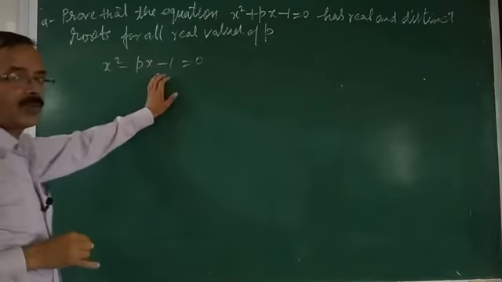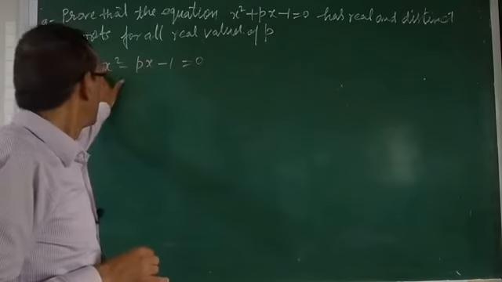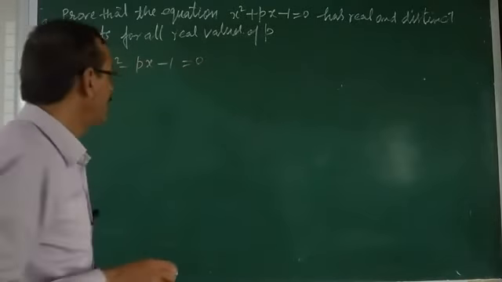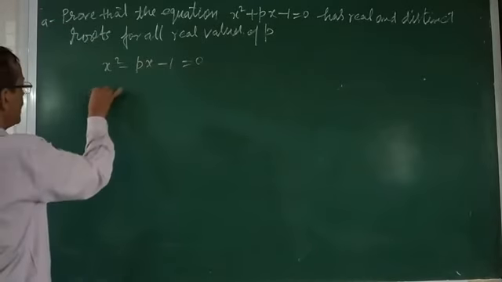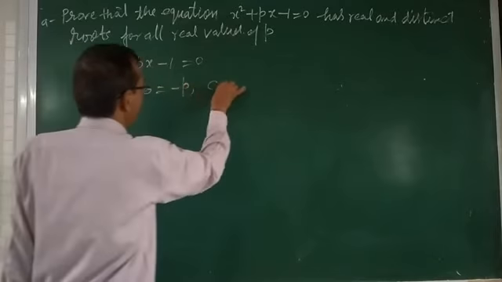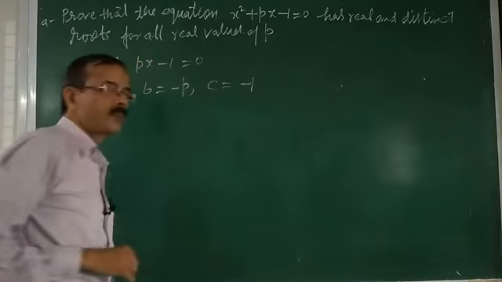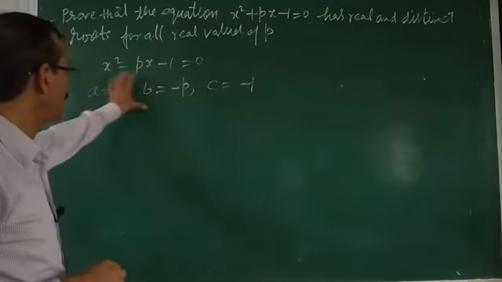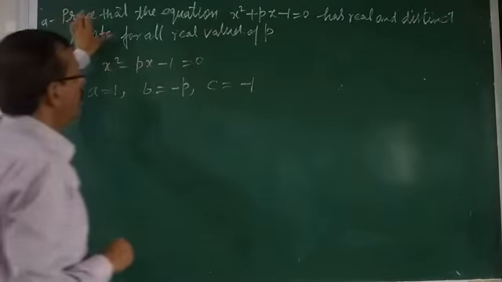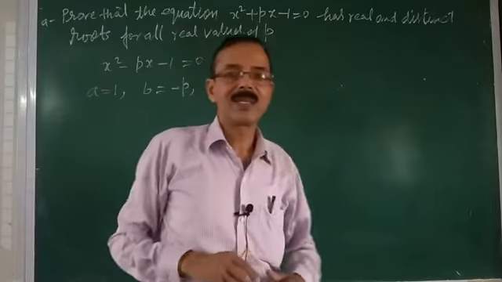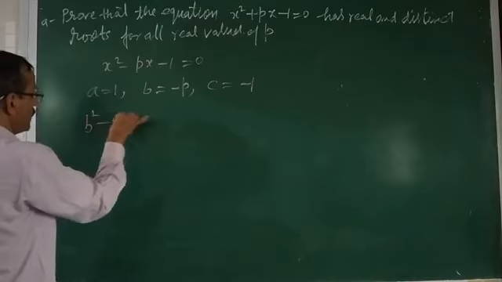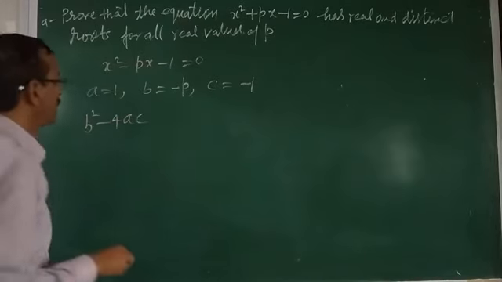So, x square plus px minus 1, this is the equation given. Is this a quadratic equation? Yes, ax square plus bx plus c is equal to 0. Compare with that. So what will a be? 1, b is p and c is minus 1. After comparing, this will come for a, b, c. Because we have to prove that b square minus 4ac is greater than 0, let's check it. b square minus 4ac, that is the discriminant.